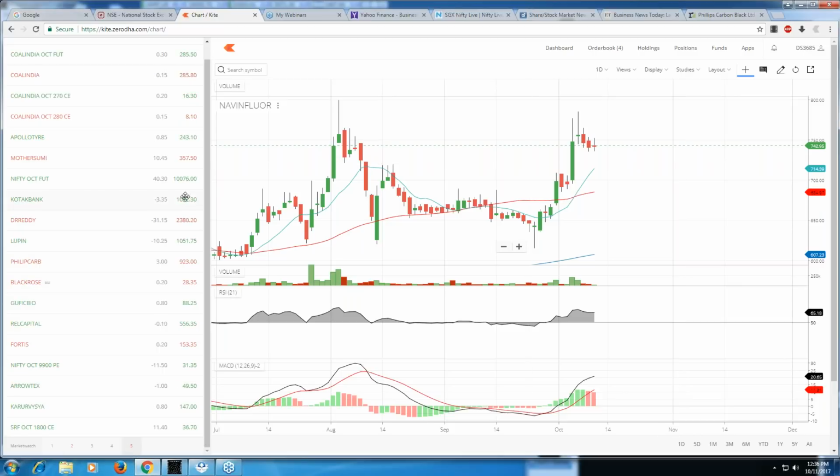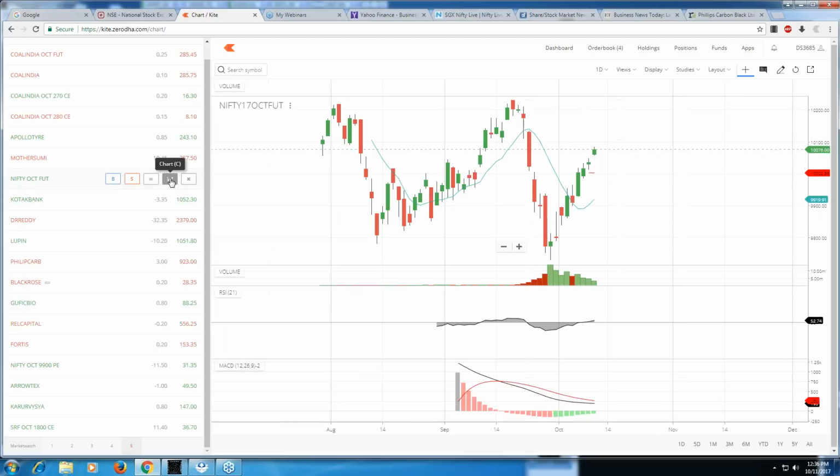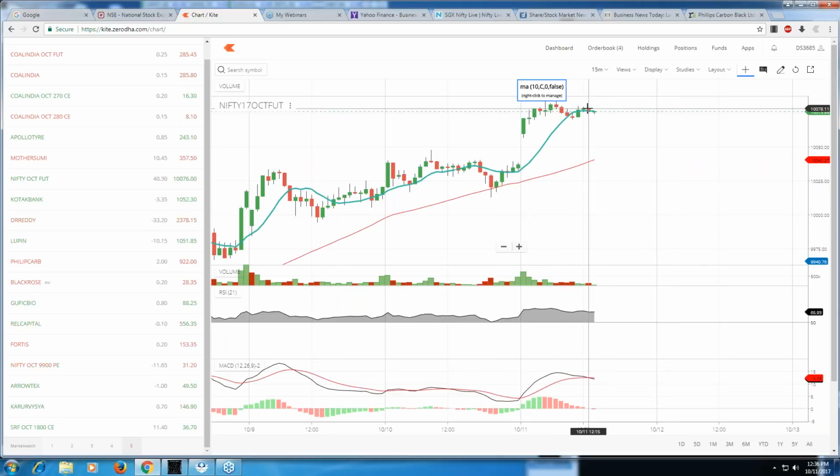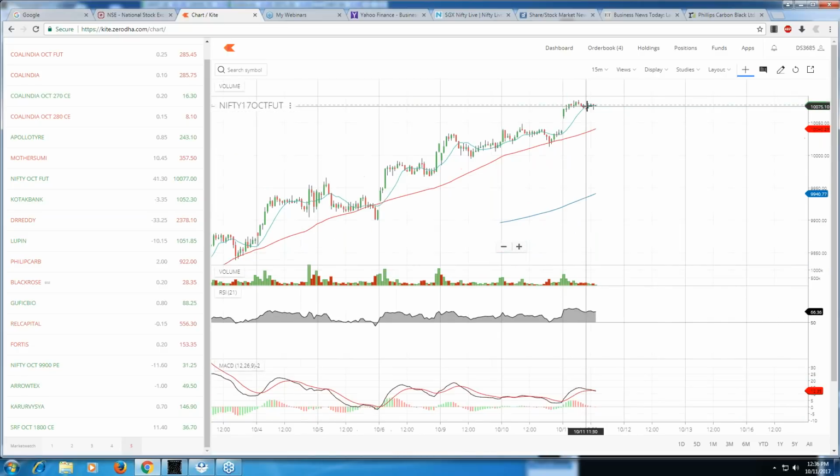So with this, I'm signing off. Nifty as of now looks positive to me. And I feel it should give us another momentum. Let's see, till at least 10,100 it should definitely touch, right?